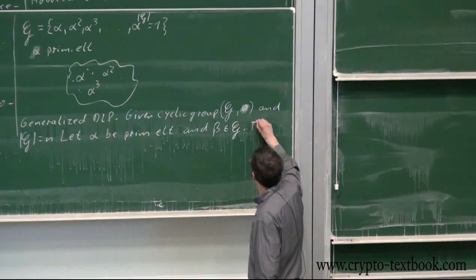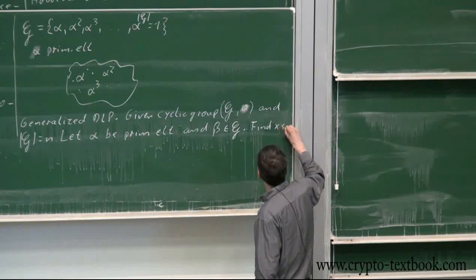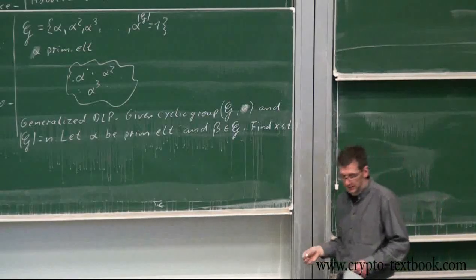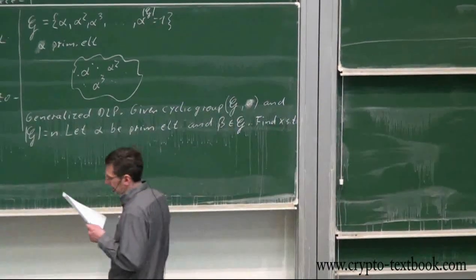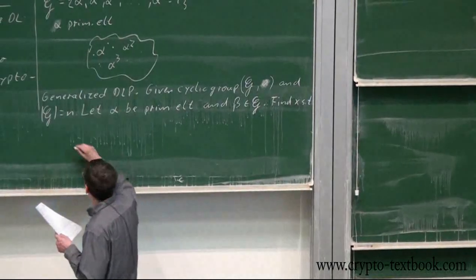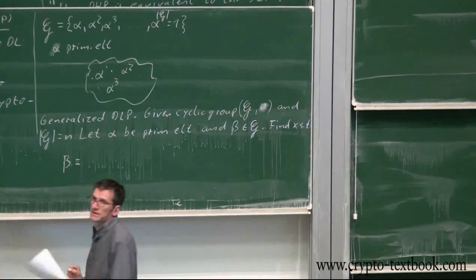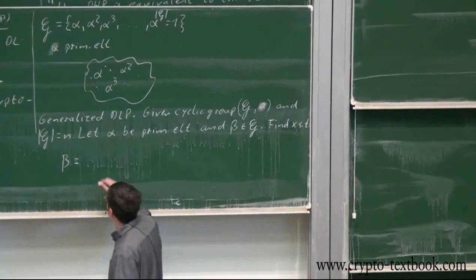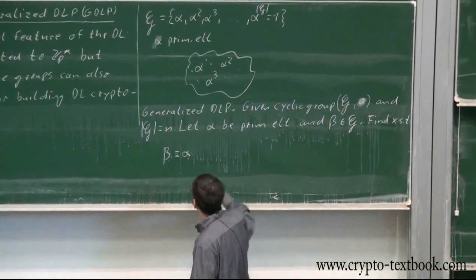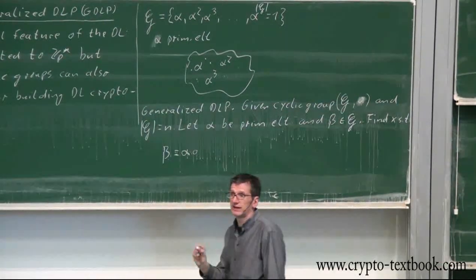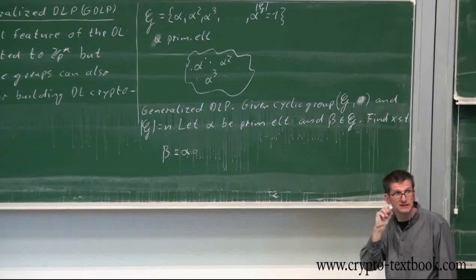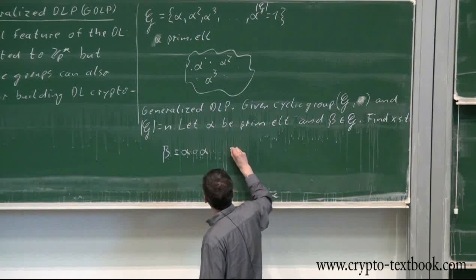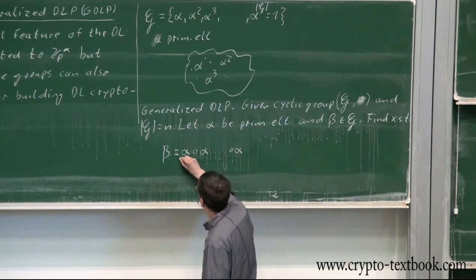Now, find x such that, I abbreviate that with s.t., find an integer x with the following property. Ultimately, we want to compute beta, or beta must be the result of some computation. So you take alpha, you apply the group operation, right now it's a little donut, we don't know whether it's additive or multiplicative, alpha donut alpha, and so on, donut alpha.